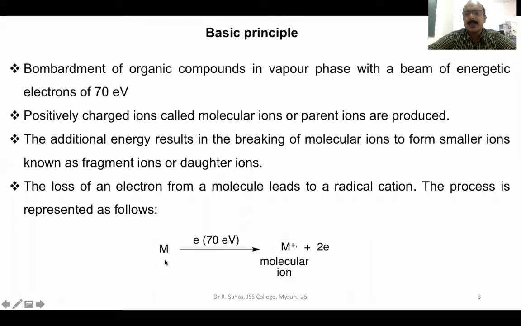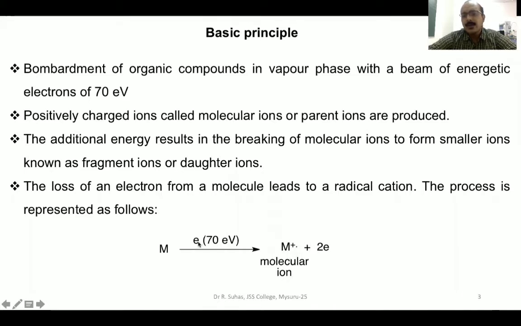Here M is any molecule, any sample of interest. You bombard the molecule with electrons of very high energy, that is 70 electron volts. One of the electrons in the molecule is lost, and that's why we represent it as plus. When one electron is lost, another electron remains. So this is called a radical cation: there is a radical and there is a cation. This radical cation is also known as the molecular ion, or the parent ion.